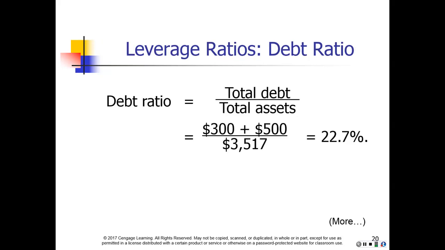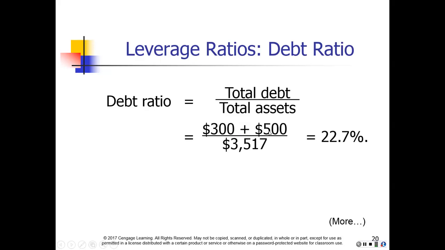So the first one is basically total debt over total assets. That's called the debt ratio, right? And from 2017, if you look at the balance sheet, the total debt is going to come from notes payables on the liabilities and equity side. Notes payables, that's where this 300 comes from, and long-term debt, 500,000. That's the total debt.